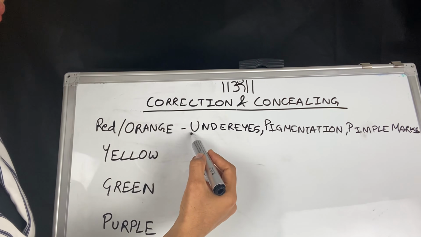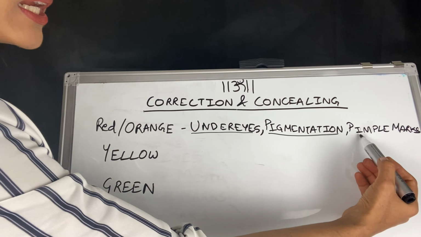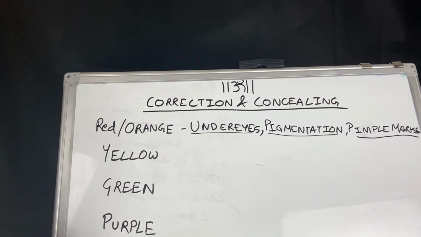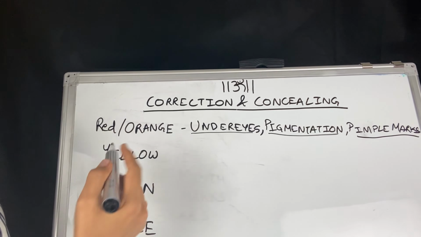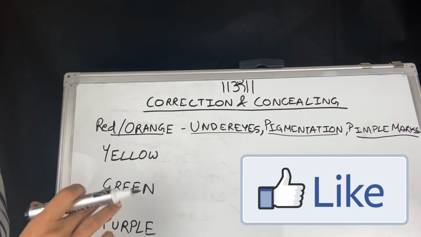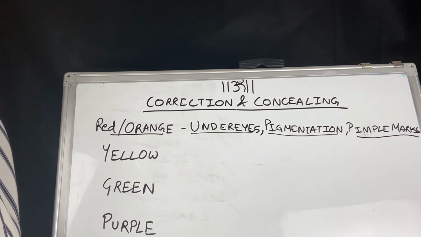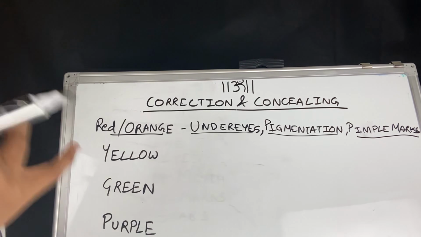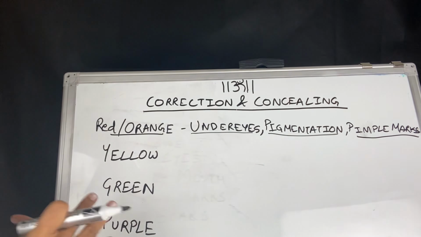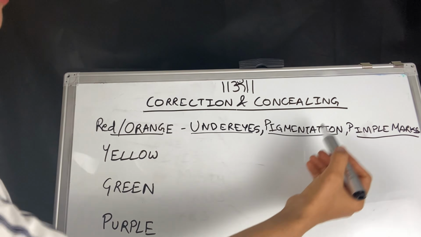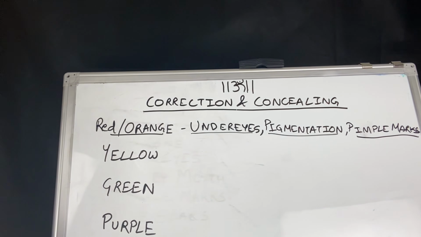So guys, if you have under eyes, if you have pigmentation and if you have pimple marks, acne marks, whatever, two-tone, monkey mouth, for all these problems you have to use an orange corrector. Now which orange corrector we have to use, on which skin tone we have to use orange corrector, red corrector, everything I'll tell you after this guys. Now you just focus on which marks, which color corrector we have to use. So under eyes, pigmentation, pimple marks, you have to use an orange corrector.